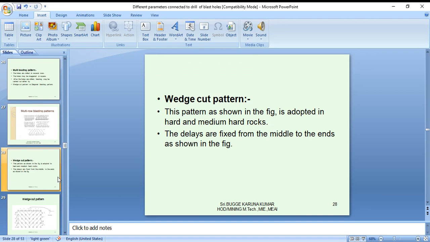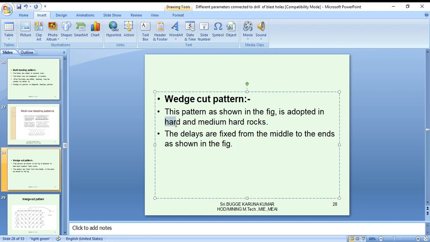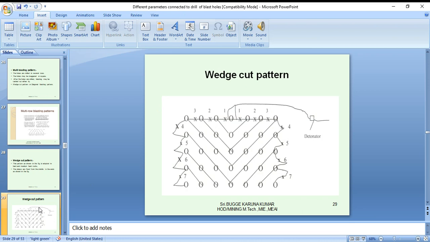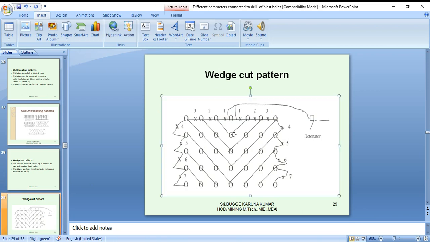Then the wedge cut pattern. This pattern, as shown in the above figure, is adopted in hard and medium hard rocks. The wedge cut pattern is complex and used exclusively for hard and medium hard rock, because more fragmentation is required. Otherwise, the simple methods do not give a good yield or good fragmentation. Delays are fixed from the middle to the end, as shown in the figure. So this is the wedge pattern. You see that a V-shaped wedge is forming.